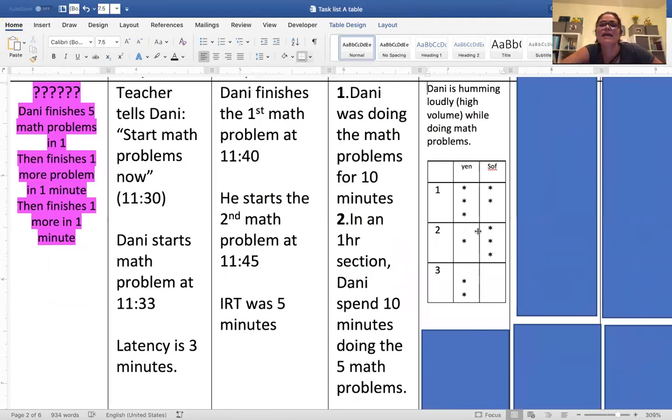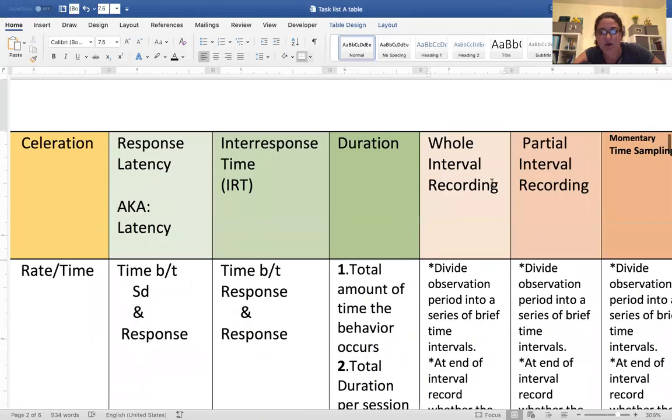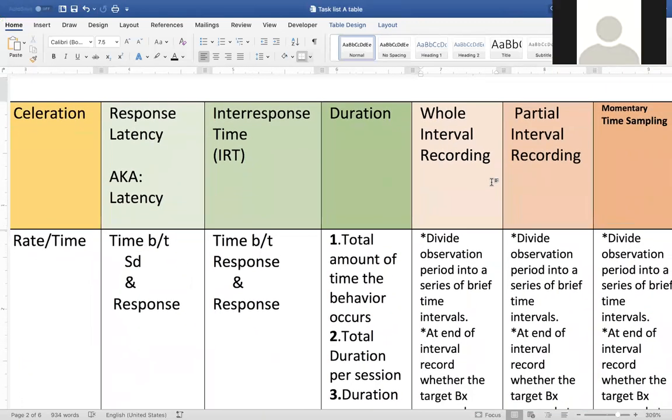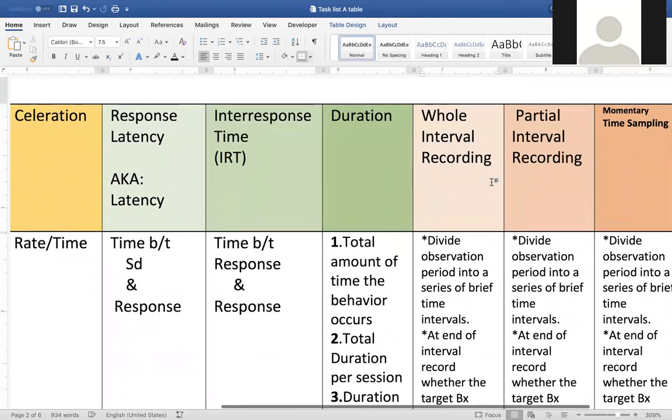Okay, so Danny is humming loudly in high volume while doing math problems. Let's stop right there. Why did I use humming this time instead of using the behavior that we were already using, which was doing math problems? It's a trick question, but you can get it. It's a continuous behavior? Yes, it is. Good job. And why are we using continuous behavior in whole interval? Because this is a discontinuous measurement.